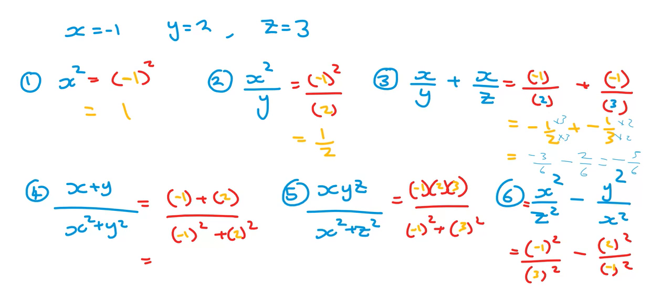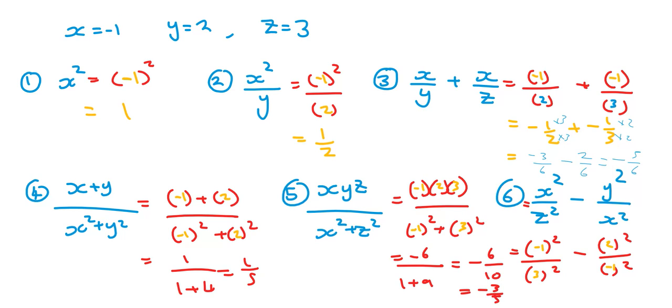So this gives 1 over 1 plus 4, which is a fifth. This gives 2 times 3 is 6, -1, all over 1 plus 9. That gives now -6 over 10, which is -3 over 5. And let's discuss this one right at the top. Run out of space.